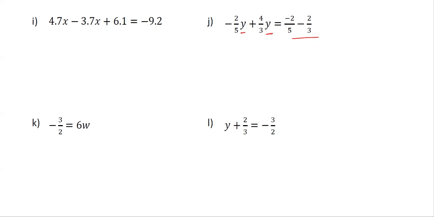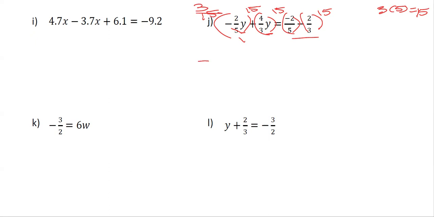And I see that in every one of these denominators, I have a 3 and a 5. What if I said 3 times 5? Well, that gives me a number that they both will go into, which is 15. So I'm going to multiply each one of these fractions by 15. And when I do that, what happens? 5 goes into itself once and goes into 15 3 times.